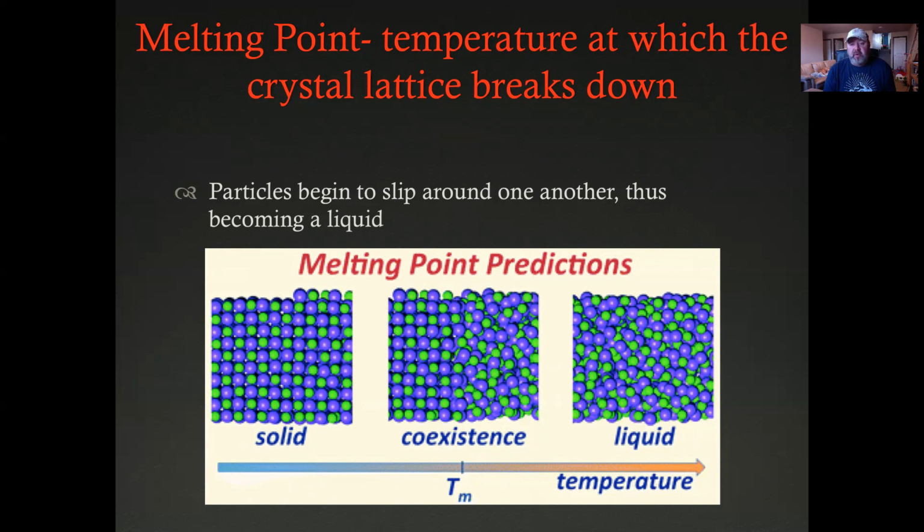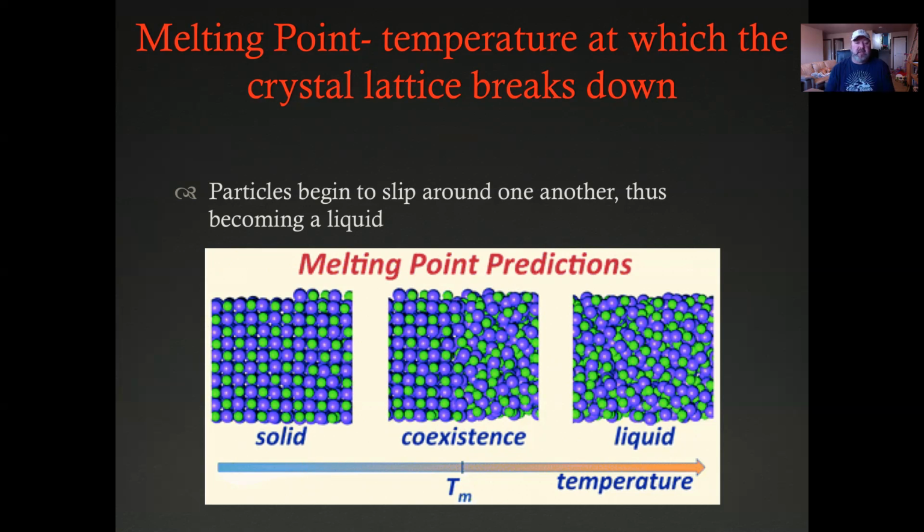Okay, the melting point is pretty straightforward, right? That's the temperature at which the crystal lattice breaks down. Now when we think of the melting point, it's like, oh, something goes from a solid to a liquid. Boom, that's the melting point. It's a little more complicated than that, but generally, yeah, you're right. Something goes from a solid to a liquid.